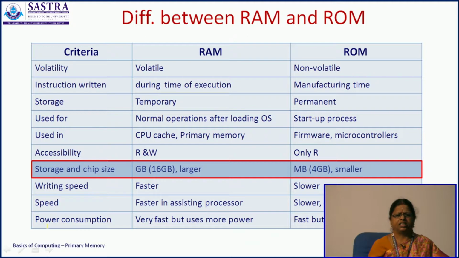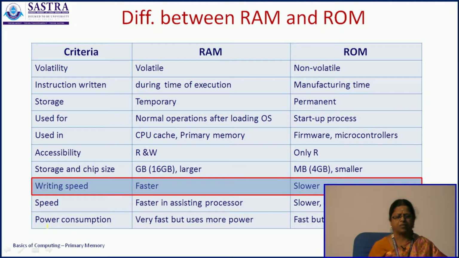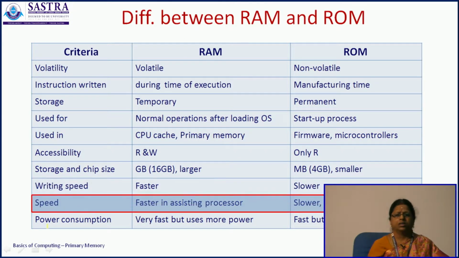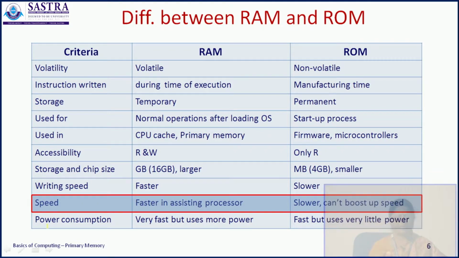The storage and chip size. RAM is larger than ROM. In the sense, RAM is of the order of gigabytes of storage, whereas ROM is megabytes of storage. The writing speed is faster in RAM, whereas ROM is slower. RAM is faster in assisting the processor, whereas ROM is slower and it cannot boost up the processor speed.